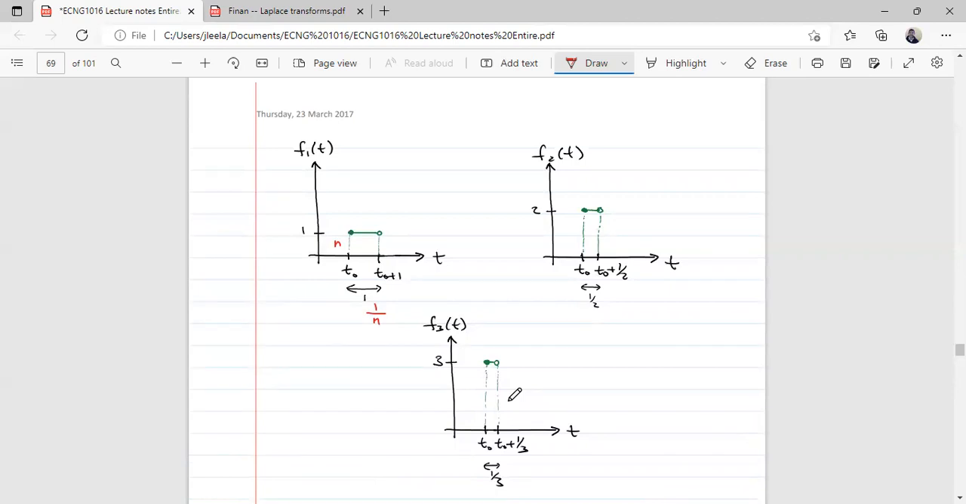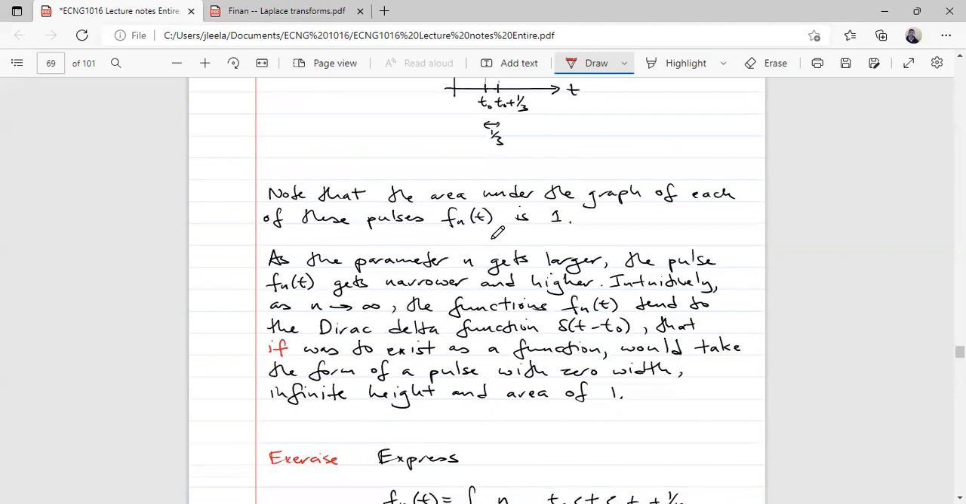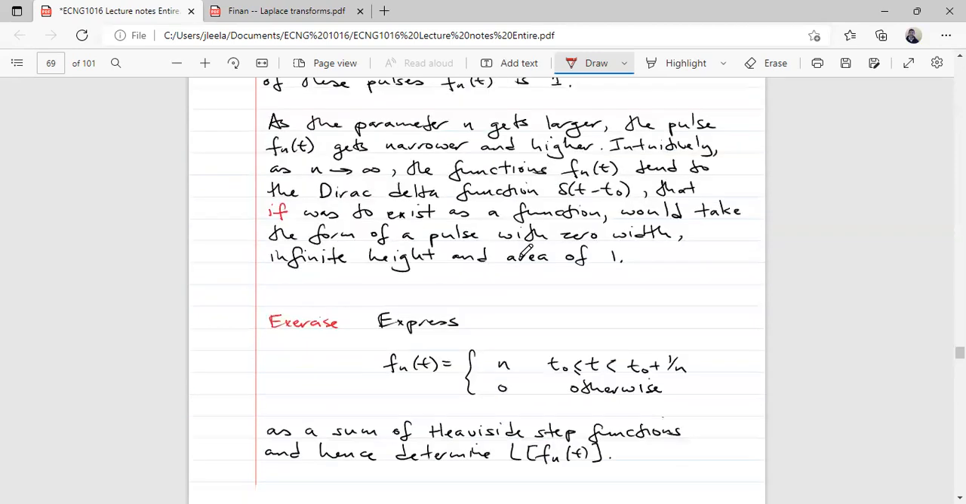right? So I wonder what would happen when the time between t naught and t naught plus 1 over n approaches 0. What will happen to the height? It will approach infinity, right? Intuitively then, as the parameter n gets larger, the pulse gets narrower and higher. Intuitively, as n approaches infinity, the function f_n(t) tends to the Dirac delta function, right?